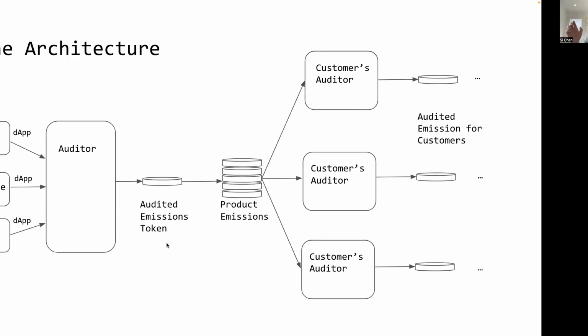So your customers can start using the audited emissions from your products in their audits. And then those then in turn get transferred to their customers on and on down this chain. And this is exactly carbon accounting for the supply chain, through the supply chain that we're talking about with the blockchain.